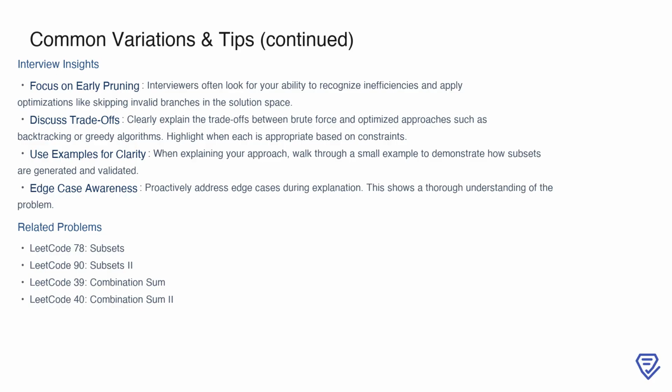Using examples is another great way to clarify your thought process. Walk through a small example to show how subsets are generated and validated step by step. This not only makes your explanation clearer but also highlights your understanding of the problem. Additionally, proactively addressing edge cases during your explanation shows thorough preparation and comprehension. Lastly, it's helpful to connect this problem to related ones, such as LeetCode 78, Subsets, or LeetCode 90, Subsets II. These problems share similar patterns and techniques, so referencing them can demonstrate your broader problem-solving experience.